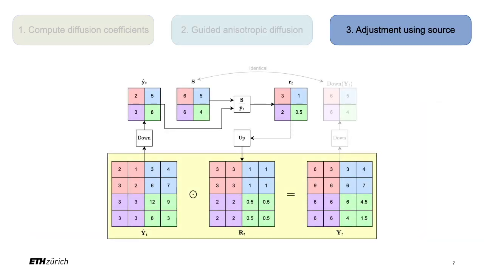To ensure that the result adheres to the source, we need an additional adjustment step in the test time optimization loop. We start with the diffused image y hat t and the source s. We can then downsample y hat t to compare it to the source. This gives us a scaling factor R_t, which can be applied patchwise to correct y hat t in such a way that it guarantees that if subsampled again, it will match the source exactly.